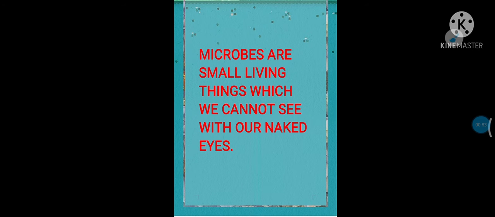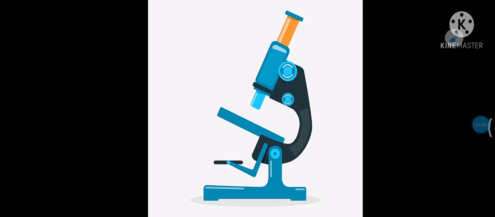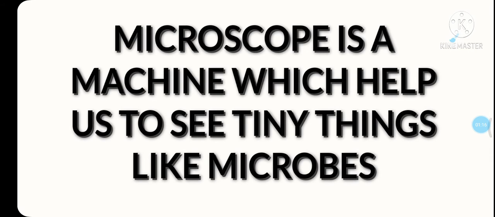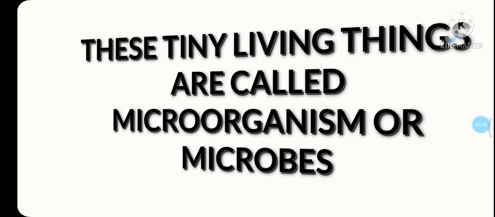Microbes are small living things which we cannot see with our naked eyes. So, how will we know that microbes do exist? By using a microscope. A microscope is a machine which helps us to see the tiny things around us. These tiny living things are called microorganisms or microbes.